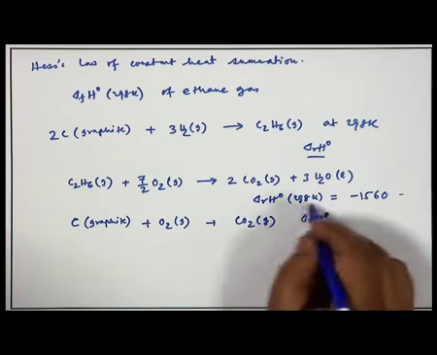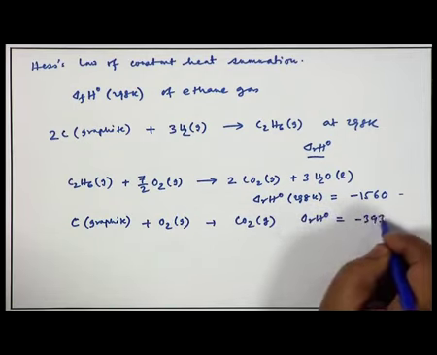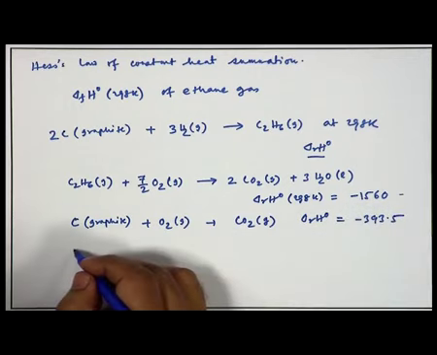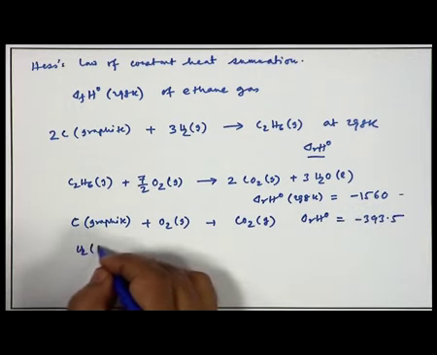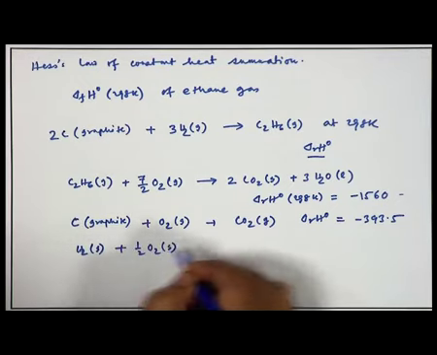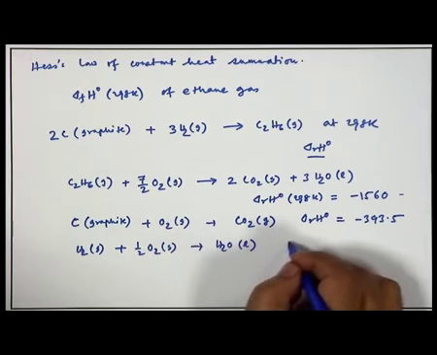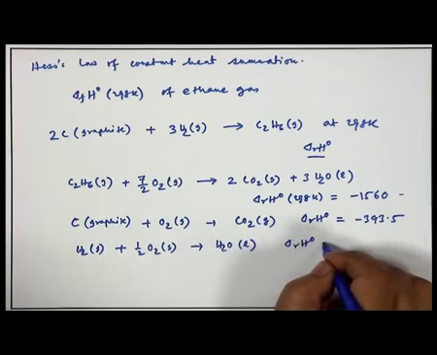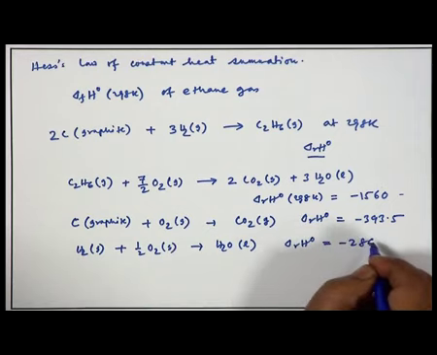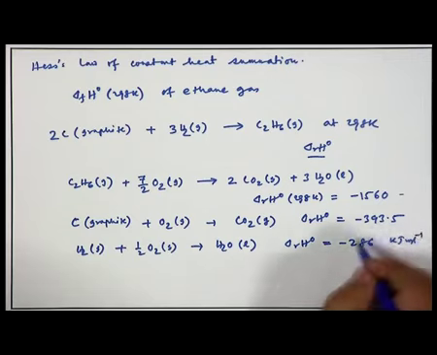I am also writing the temperature all the time: minus 393.5. And H2 gas plus half O2 gas gives you H2O liquid, and delta H0 for this reaction is minus 286 kilojoule per mole. This is common for all these things.